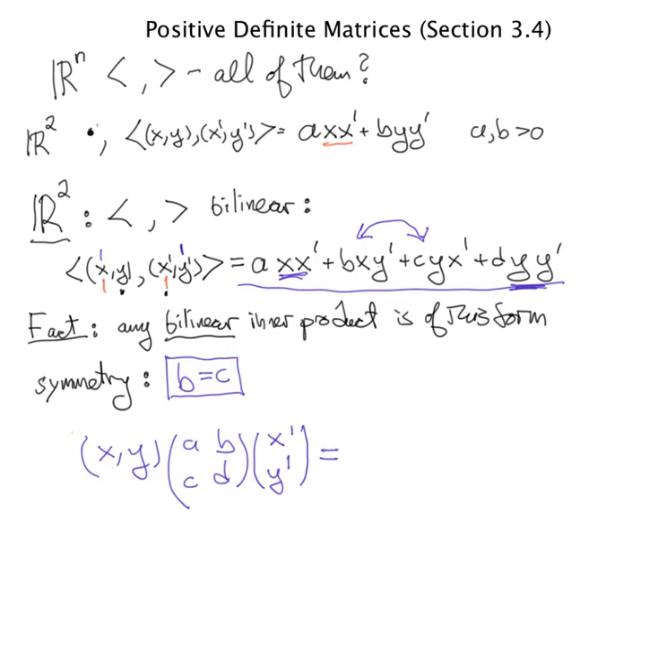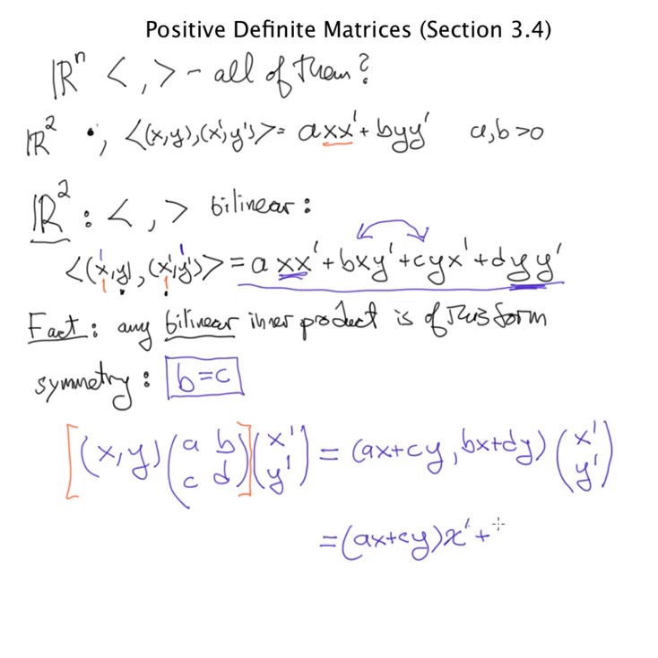So if you do this first multiplication, what you get is ax plus cy, and then you get bx plus dy, and then you're multiplying that by (x prime, y prime), and when you multiply this kind of vector times this kind of vector, you get a number. You get (ax plus cy) times x prime plus (bx plus dy) times y prime, and if I'm lucky, that's this formula: a x x prime, c y x prime, b x y prime, and d y y prime. So that's indeed equal to this.